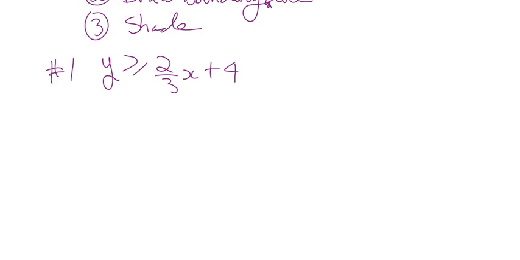We'll pretend. Good. Okay, how do I graph 2 thirds x plus 4? And what am I going to graph, a solid line or a dashed line? Solid line because it's greater than or equal to. So the line includes the solution to this, right? Okay, so how do we graph?